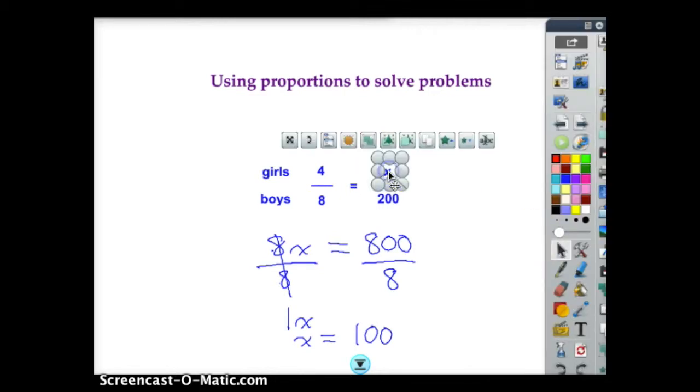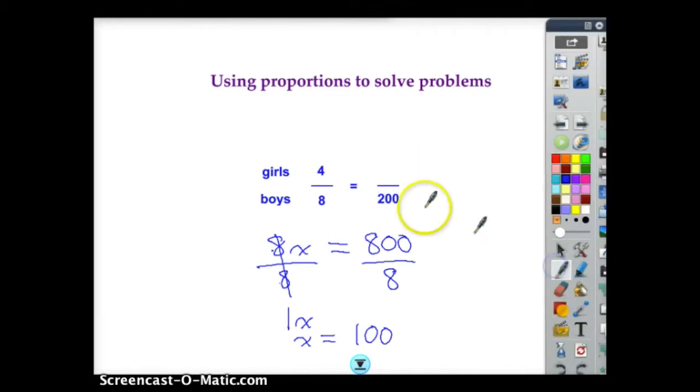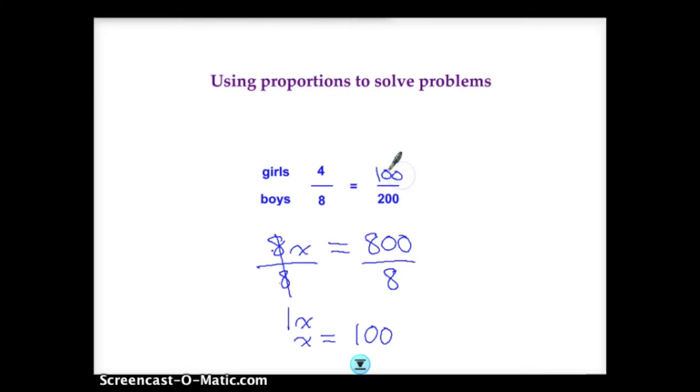If I substitute this x now for 100, oops, let me get my pen there, sorry about that. Substitute that 100 in for x, and now cross multiply, I'll see that they come out proportionally. 8 times 100 is 800, 200 times 4 is 800, and so I've solved using a proportion.